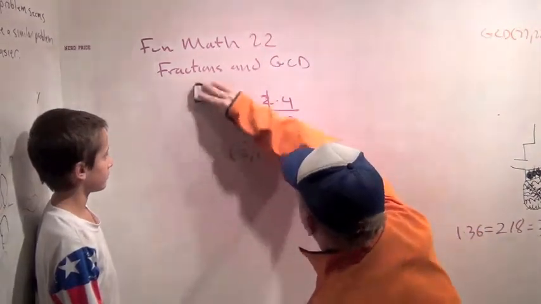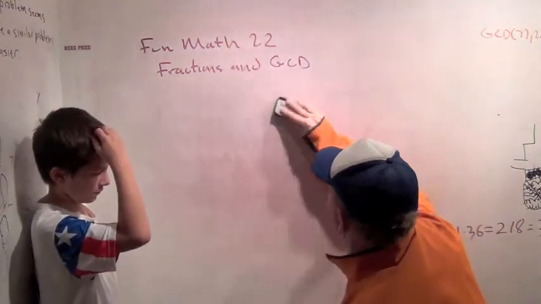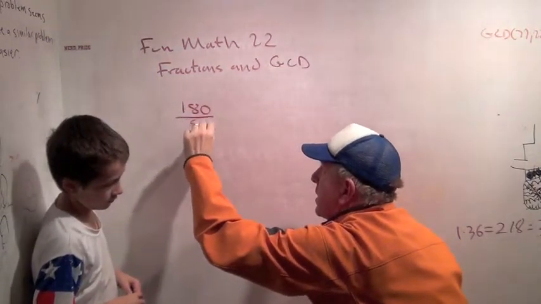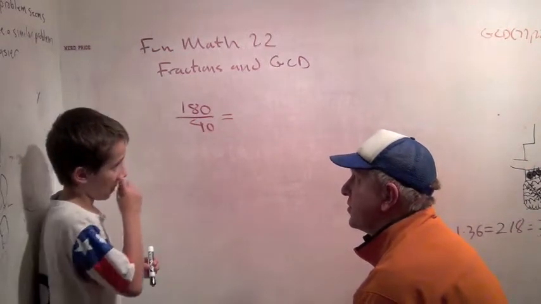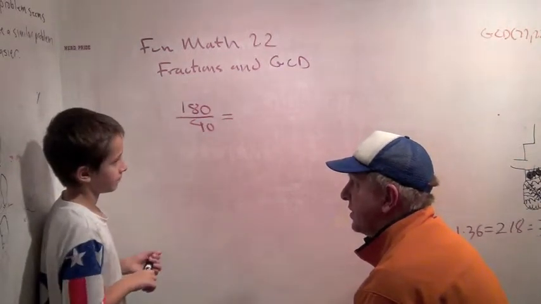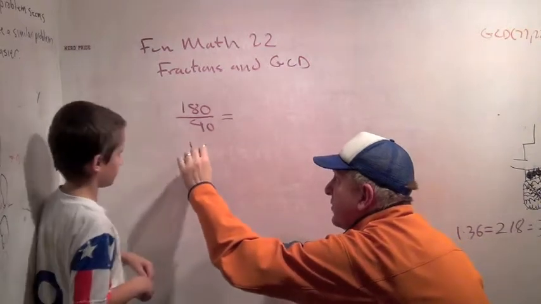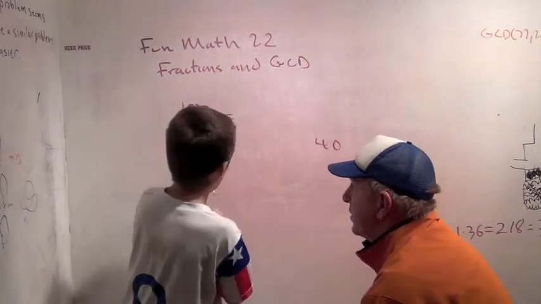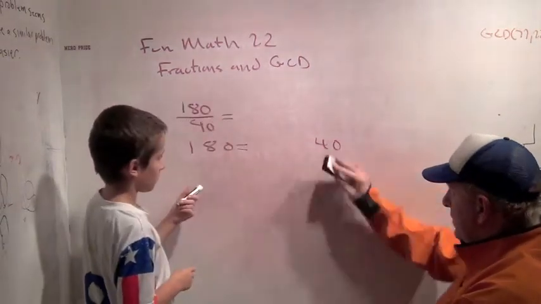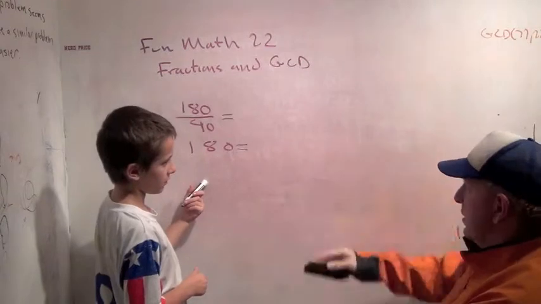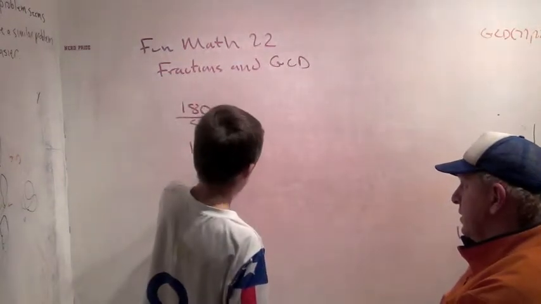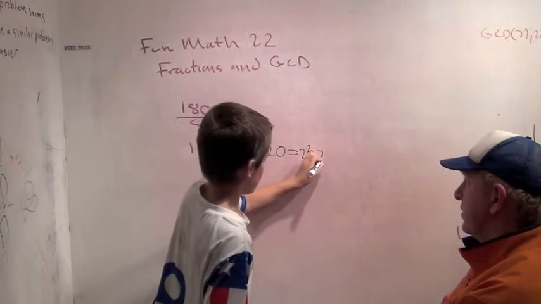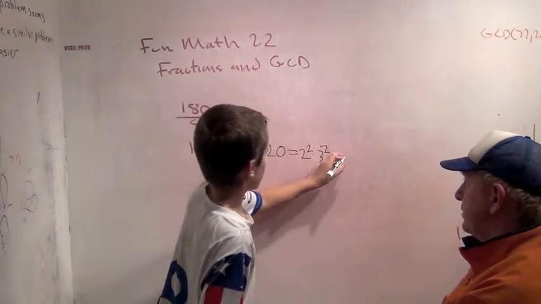So, for example, here's one of the problems out of the book. 180 over 40. If we want to reduce that fraction to lowest terms, we find the greatest common divisor to cancel out. This would be one way to do it. So why don't you factor 180 into primes and factor 40 into primes? Well, 180, it's 9 times 20, which is 2 squared times 3 squared times 5.